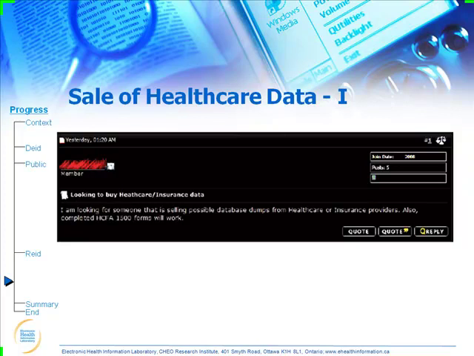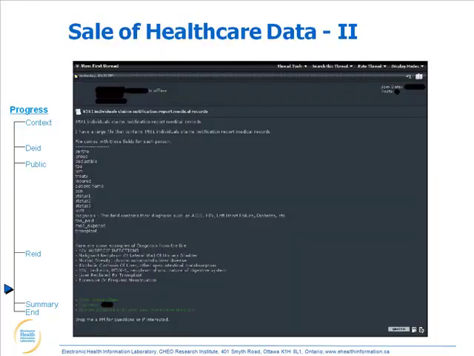So actually someone was looking to buy this kind of data, claims data. And the reason is once you have that kind of data, you can make false claims and essentially cash them, like get reimbursements. And then the next one, another posting on one of these underground sites.